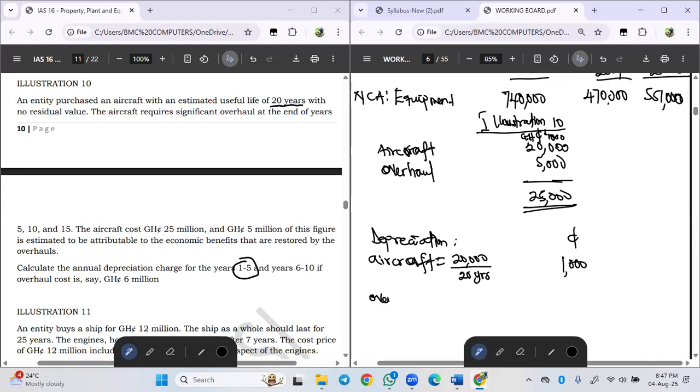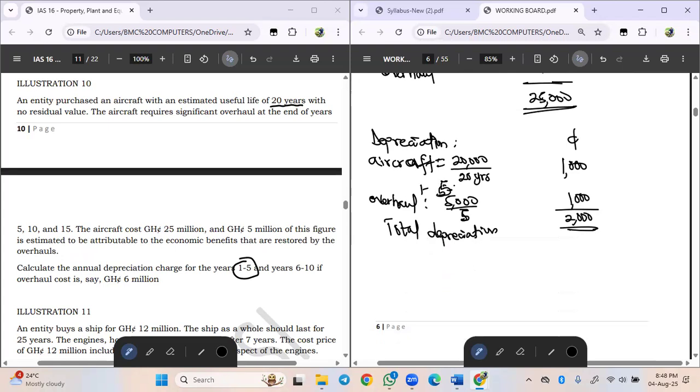Then we come to the overhaul. I want to calculate depreciation because it met the criteria. So that one was 5,000. Then you divide by the 5 years, years 1 to 5. So the annual charge will be 1,000. Then the total depreciation charge for the overhaul and the aircraft will be 2,000. This is the total depreciation. So this overhaul is from years 1 to 5.